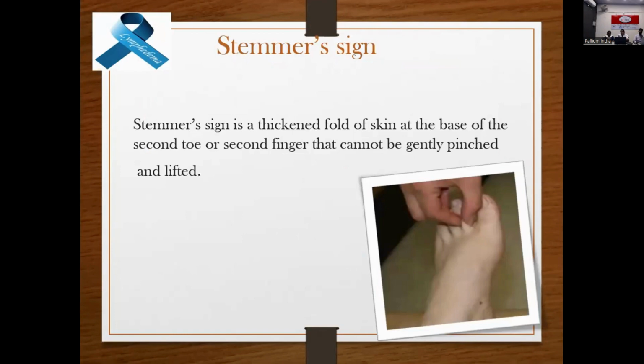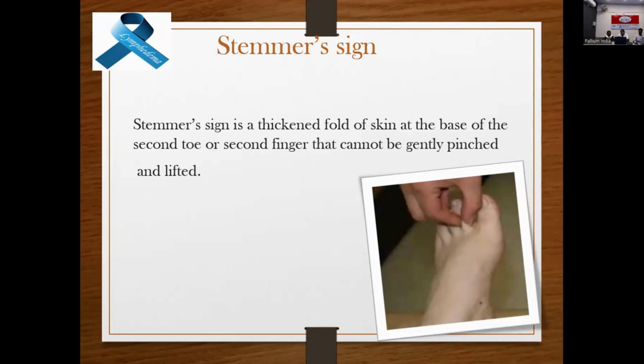This is one of the confirmation tests we have to perform in lower limb edemas. This is called Stemmer's sign. Stemmer's sign is a thickened fold of skin at the base of the second toe or second finger that cannot be gently pinched and lifted.